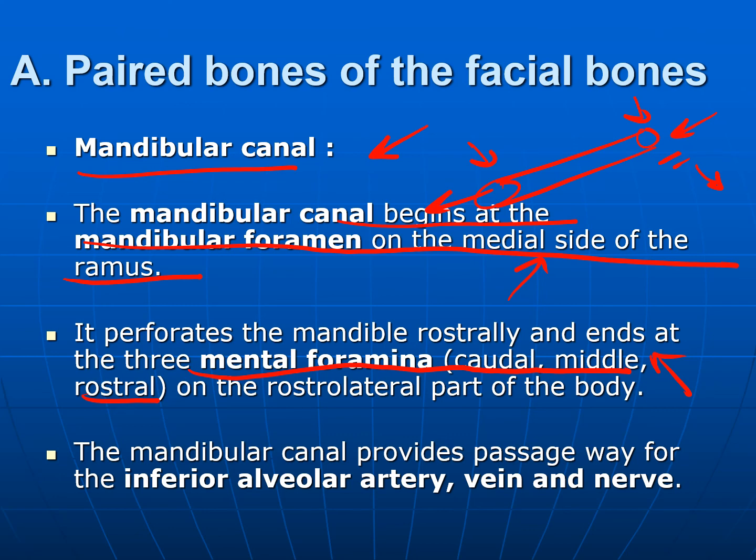The importance of the mandibular canal is that it's a passageway for the inferior alveolar artery, vein, and nerve. Because it's in the distal portion of the skull, we call it inferior, and it supplies the alveolus, the area where the teeth are embedded, which we call alveolar. So we call it the inferior alveolar artery, vein, and nerve.